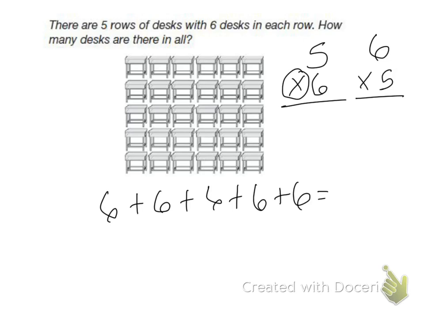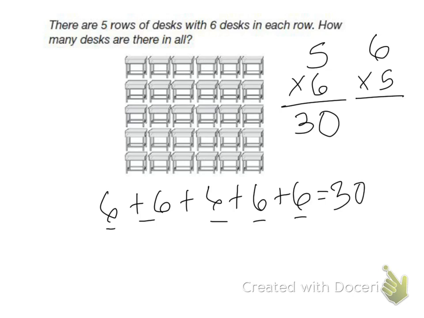Okay, the X stands for a multiplication symbol or a times symbol. So we say 5 times 6. Multiplication is a way to repeatedly add the same number multiple times. So we know that 5 times 6 is 6 plus 6 plus 6 plus 6 plus 6, which equals 30.